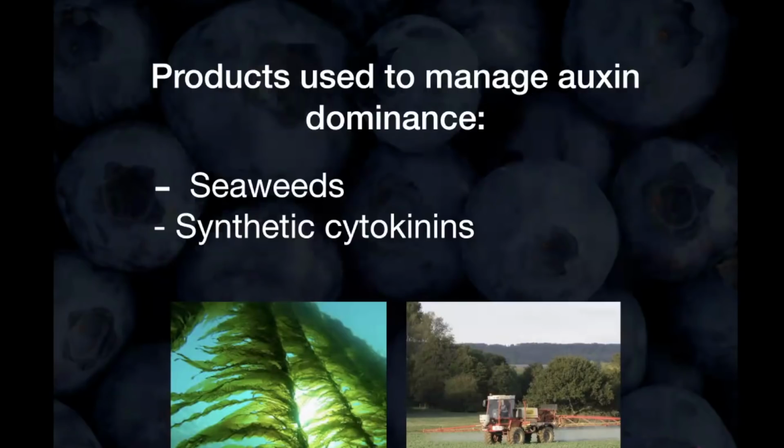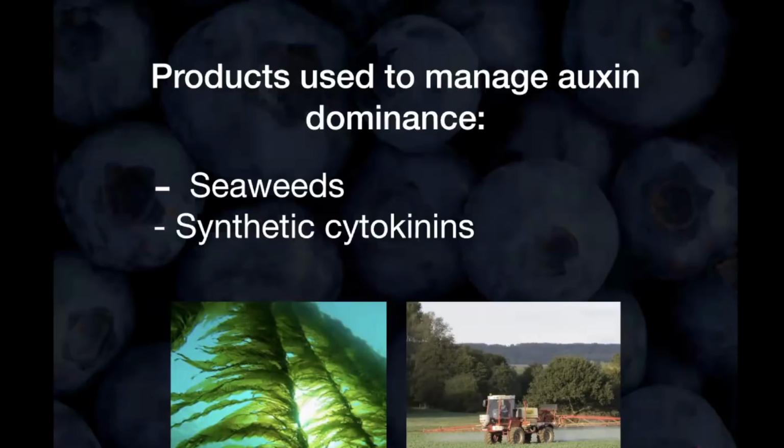Historically in the agriculture space and horticulture space, products that have been used to manage auxin dominance and try to prevent auxin dominance are seaweed applications and synthetic cytokinins. So there are a number of synthetic cytokinin products available in the marketplace today, and in many cases growers are applying these products in an effort to trigger strong reproduction, to trigger bud set, increased number of flowers, fruits, pods, clusters, whatever the case might be. And they're very useful tools.